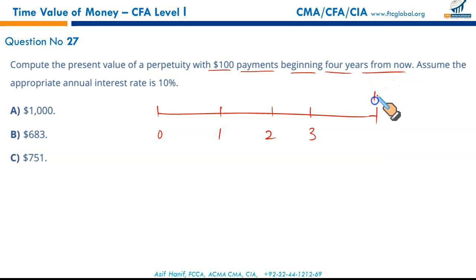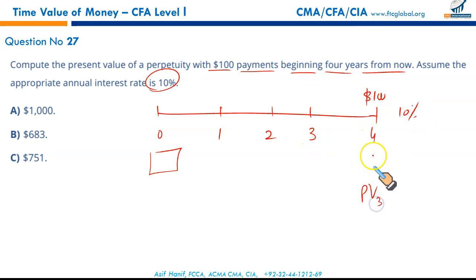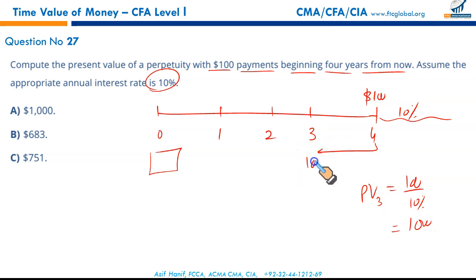It says compute the present value of a perpetuity with $100 payments beginning 4 years from now. The first payment you will receive would be here, right? We need to calculate its present value at time 0. This is the $100 recurring payment at a rate of 10%. So you're going to calculate the present value at the end of year 3. When you apply the formula for perpetuity, $100 divided by 10%, this converts the stream of cash flows from year 4 onwards to the end of year 3. 100 upon 10% gives you $1,000. We are not yet there. This $1,000 has to be discounted to year 0.